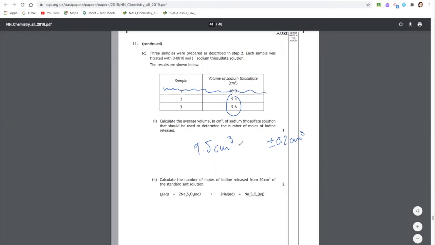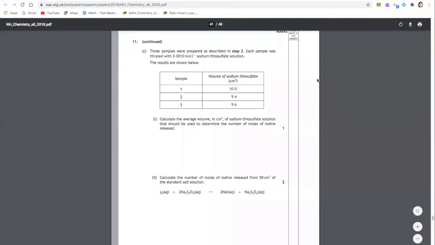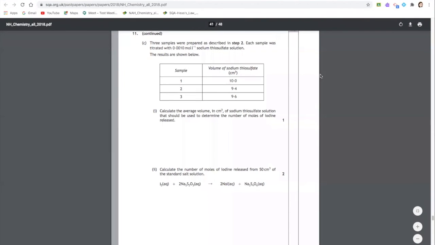Okay, and then calculate the number of moles of iodine released from 50 centimetres cubed of the standard salt solution. So we're titrating with sodium thiosulfate, which is this one here. So if I write that on the side, Na2S2O3, and then we've got the iodine we're trying to calculate the moles of. Okay, so it's a 1:2 ratio.